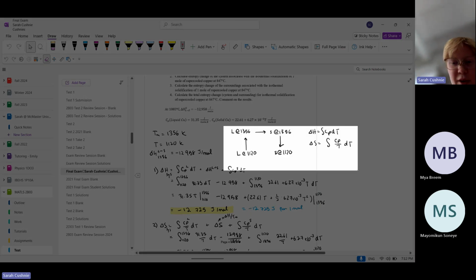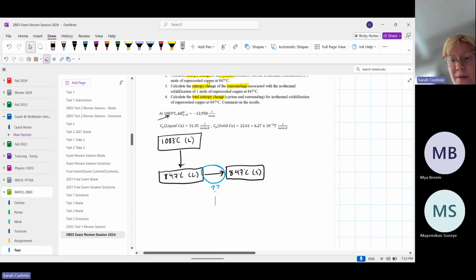Where Haiku is going to yoink this process and then explain it.